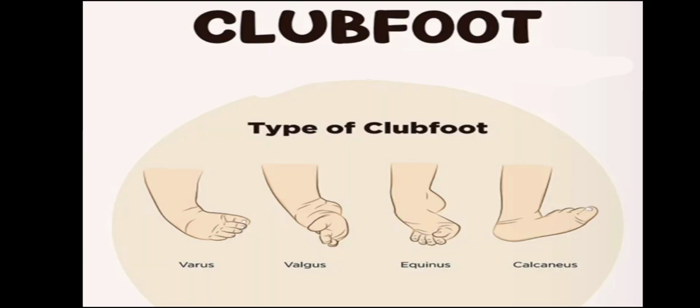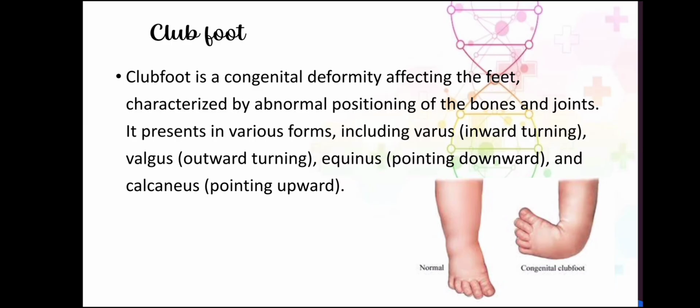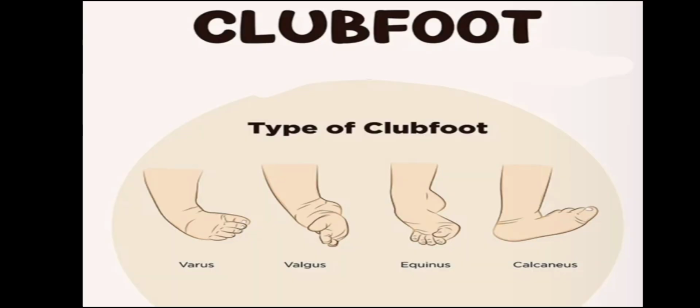First one is clubfoot. So, what are the types of clubfoot? Varus, valgus, equinus, and calcaneus are the types of clubfoot. Clubfoot is a congenital deformity affecting the feet, characterized by abnormal positioning of the bones and joints. It presents in various forms, including varus, that is inward turning, valgus, that is outward turning, equinus, that is pointing downward, and calcaneus, that is pointing upward.